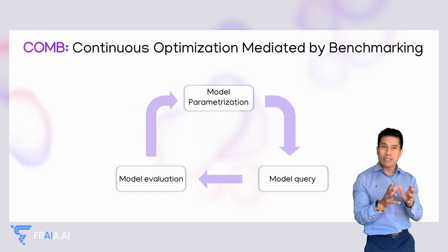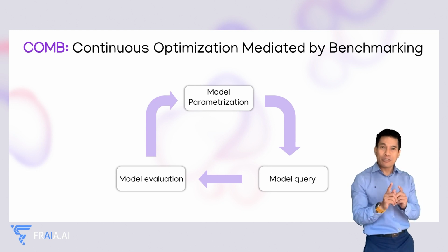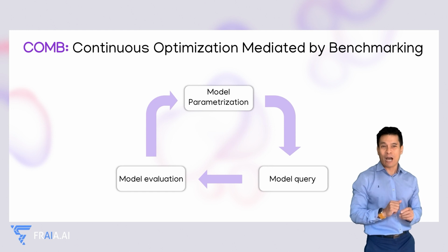That's why we've developed an AI model called COMB, Continuous Optimization Mediated by Benchmarking, which automatically handles these challenges. COMB is designed to tackle the issue of measuring and optimizing chatbot responses. Let's take an example to illustrate this.